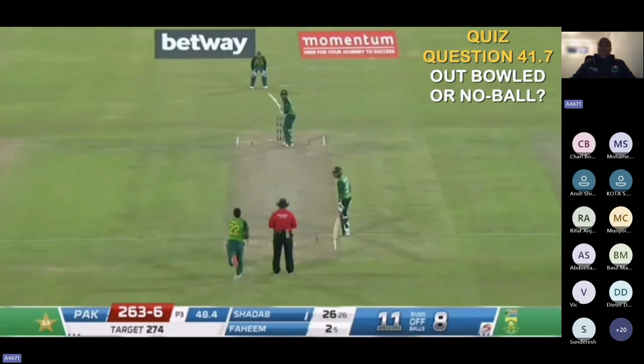Next quiz question is 41.7. This is to do with the bowling of full pitched deliveries or non-pitching deliveries. Let's have a look at the video, and this is a pretty straightforward one. Is the striker out bowled, or is Shadab Khan lucky to escape with a no ball and a free hit in this scenario? Let's have a look.